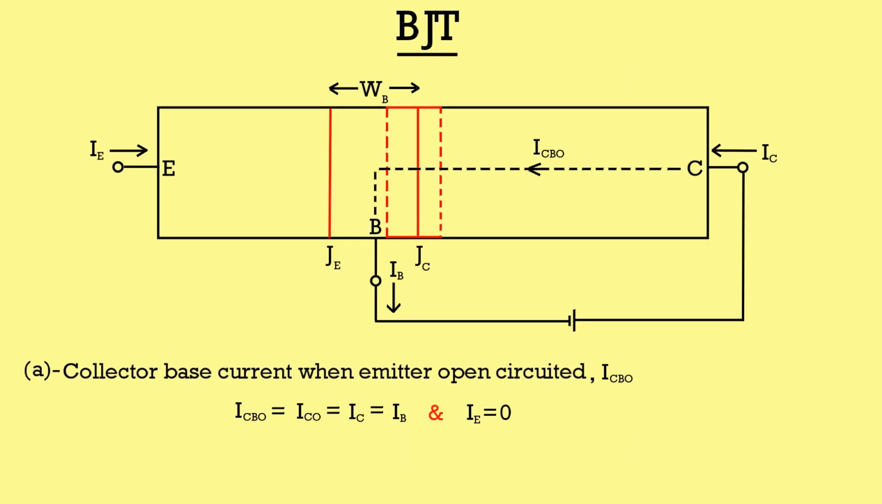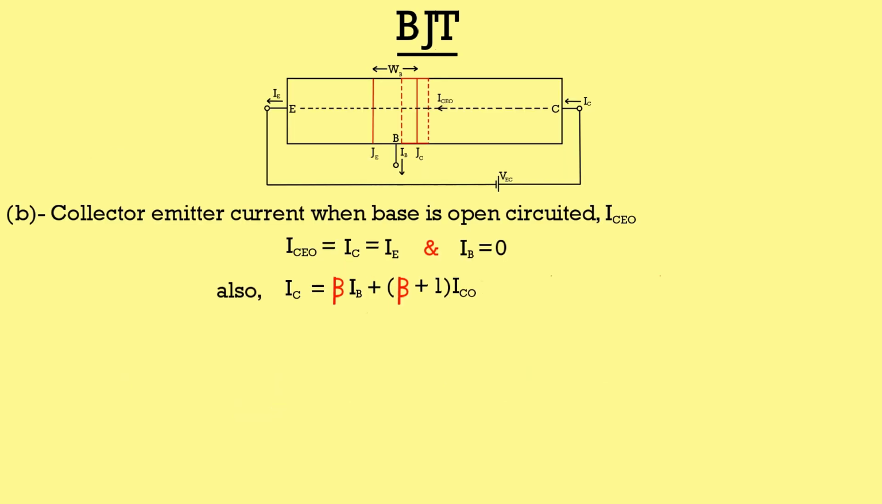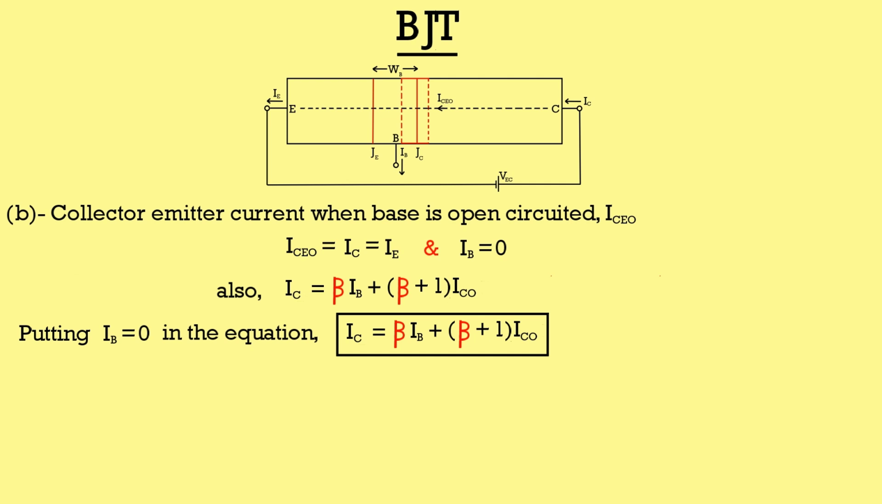In the case of collector base current when emitter is open circuited, we got to know that ICBO is actually equal to ICO. And from the equation we just derived, we have collector current equal to common emitter current gain into base current plus common emitter current gain plus 1 into reverse saturation current. Now consider this particular equation by putting the base current equal to 0. Then we will have collector current equal to common emitter current gain plus 1 into reverse saturation current.